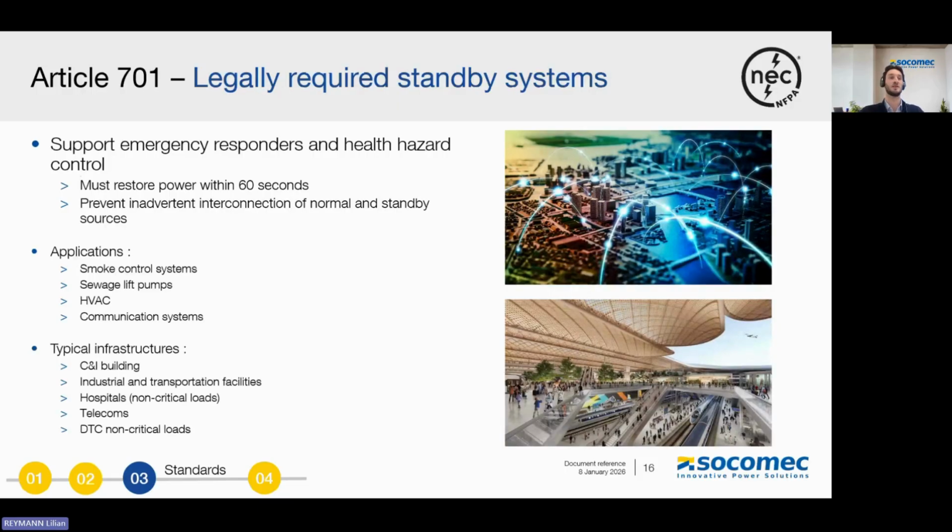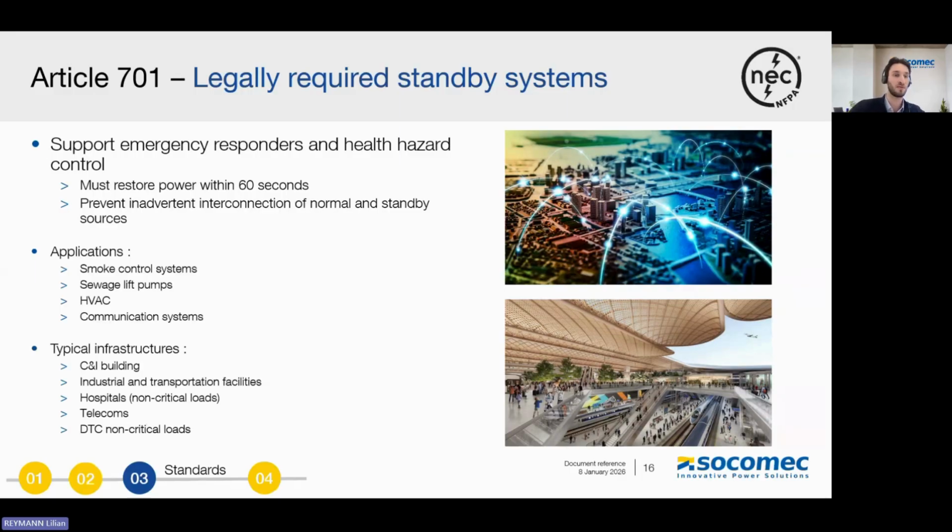The second article is Article 701, which is for the legally required standby systems. This is made to support emergency responders and health hazard control. It must restore power within 60 seconds. The applications are less than an emergency. They are more common.